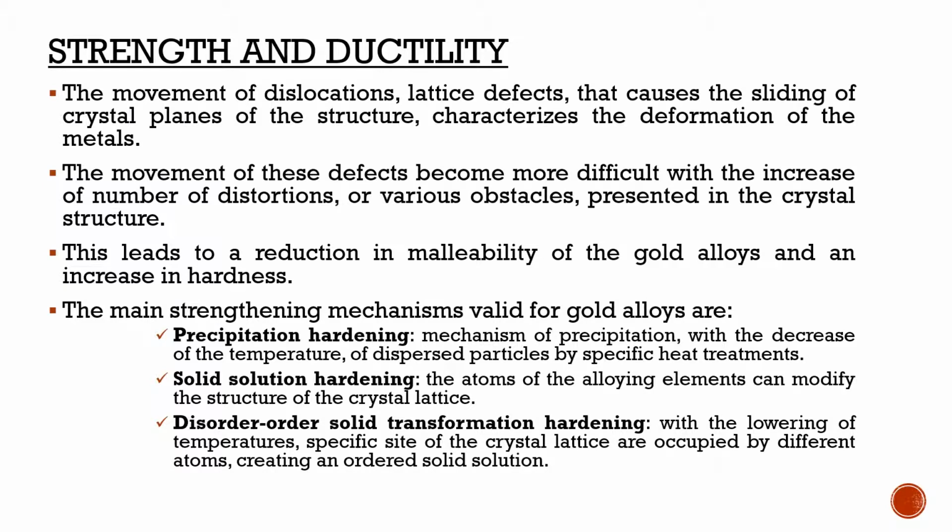precipitation hardening, a mechanism of precipitation with the decrease of the temperature of dispersed particles by specific heat treatments. Next one, solid solution hardening. The atoms of the alloying elements can modify the structure of the crystal lattice. And finally, disorder-order solid transformation hardening. With the lowering of temperatures, specific sites of the crystal lattice are occupied by different atoms, creating ordered solid solutions.